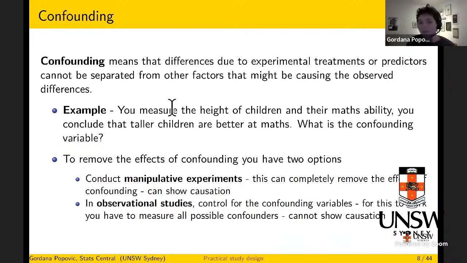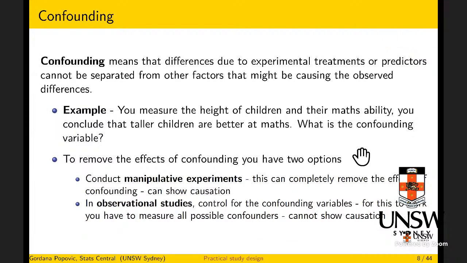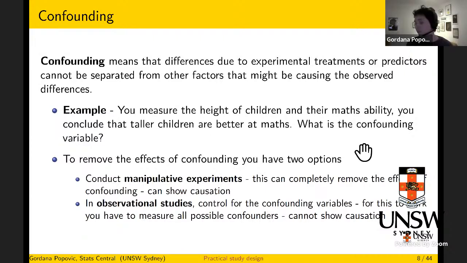However, for this to work, you have to be able to measure all possible confounders, which you can't do because you generally don't know what they are. So you can't show causation in observational studies unless you make a lot of assumptions.